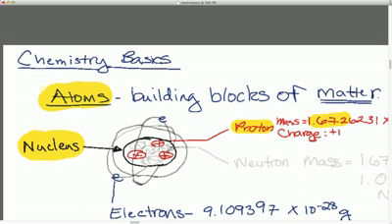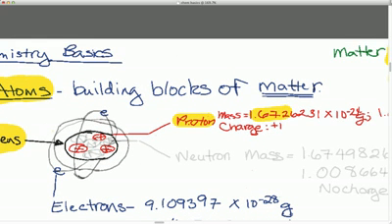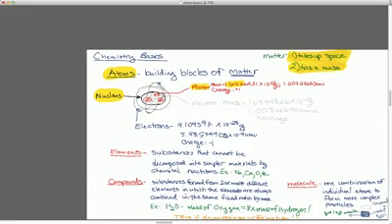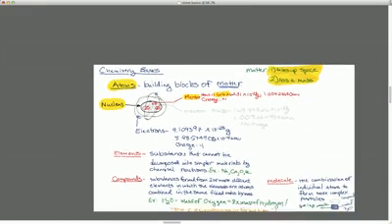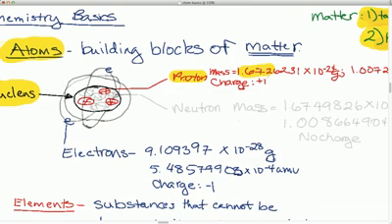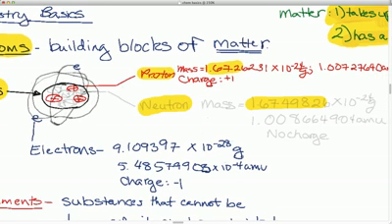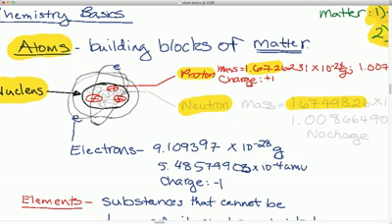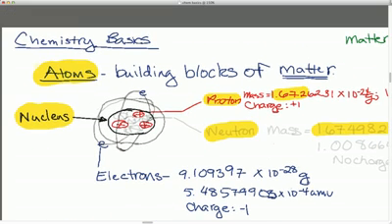So in the nucleus, there's also neutrons. They have a mass of this. Also, it's the negative 24 grams. And the mass in AMUs. Protons have a +1 charge, and the neutrons have no charge.